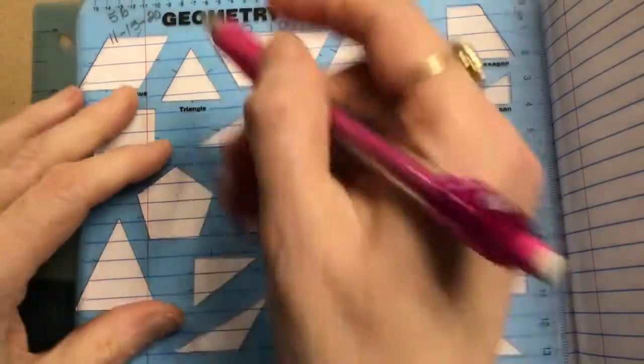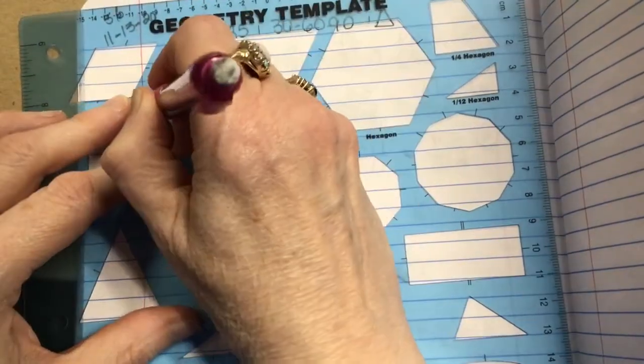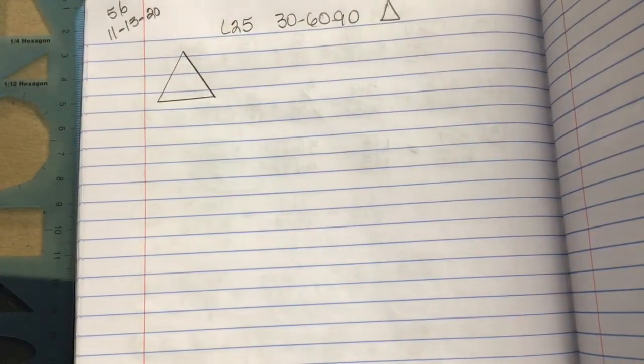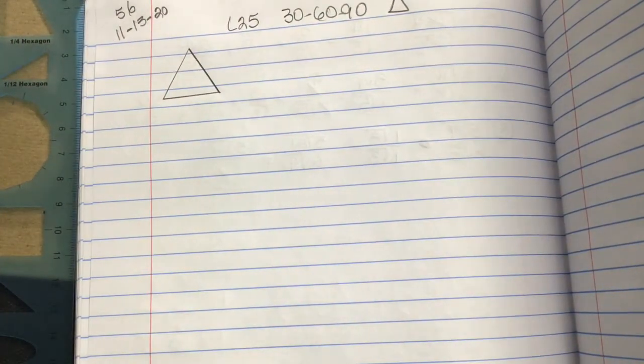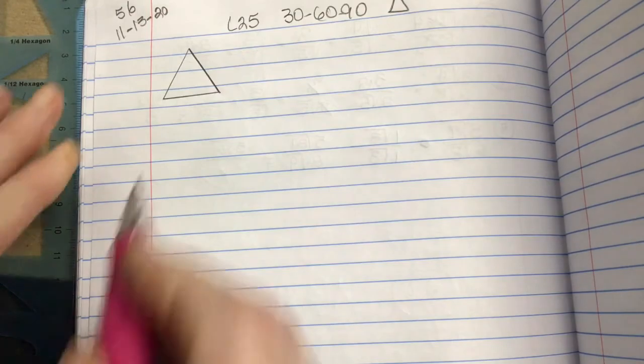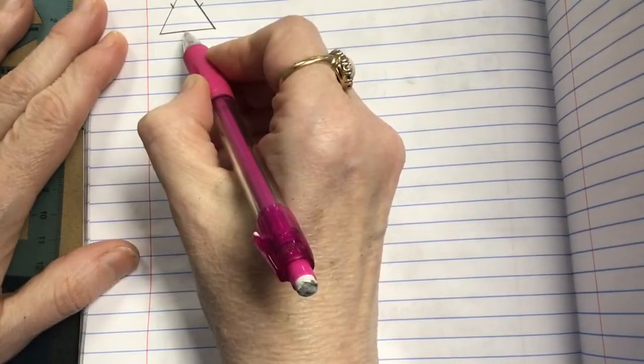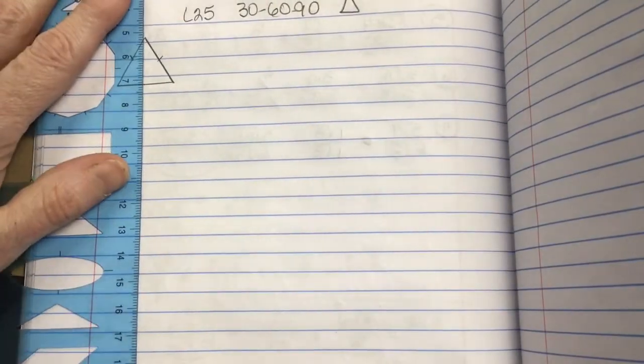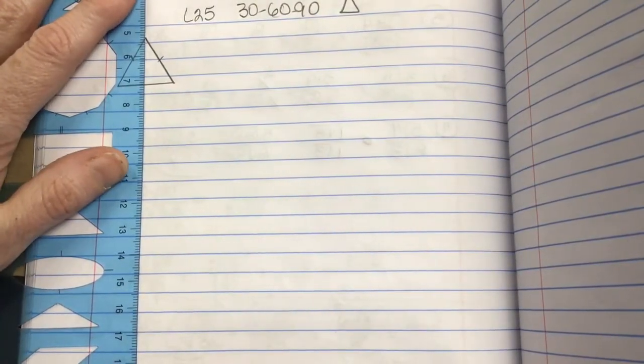Up there at the top, let's draw this one. And that's an equilateral triangle. Tell me what you know about it. Sides are the same, okay? All the angles are the same. And what are the angles? 60, 60, 60.